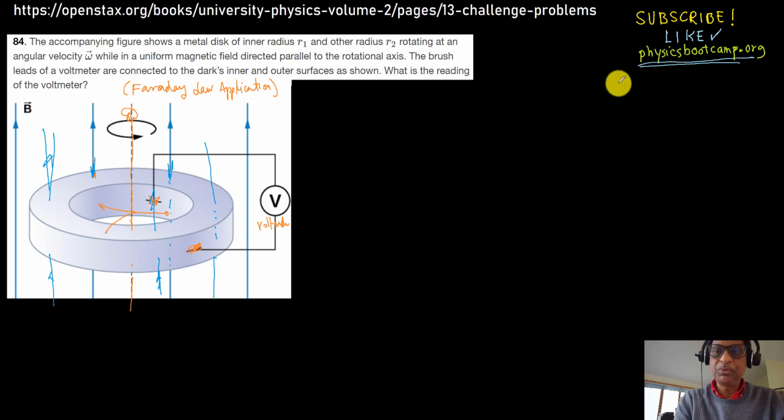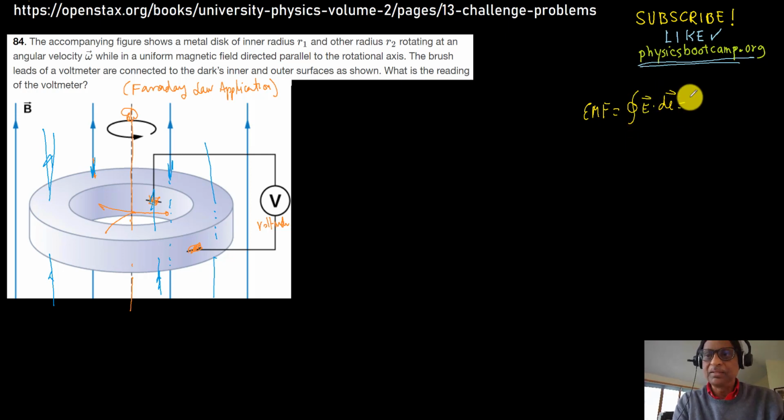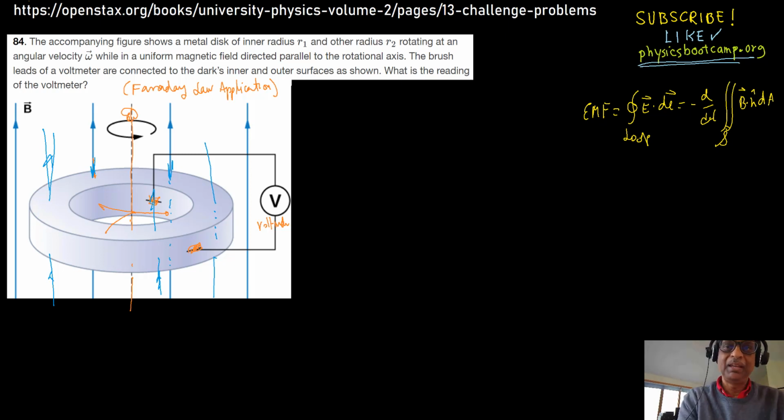the Faraday law. So the EMF is the closed-loop integral of E dot dl, equal to minus d/dt of the surface integral of B dot n hat dA. So you have to think of some loop, and this surface is the surface attached to the loop, and that's the problem here that you may run into.